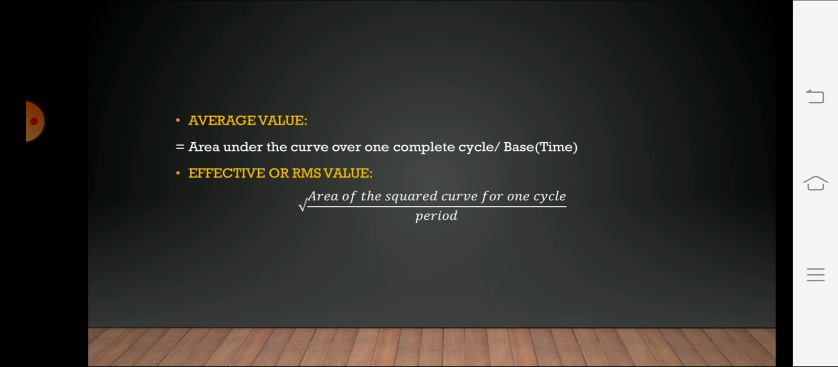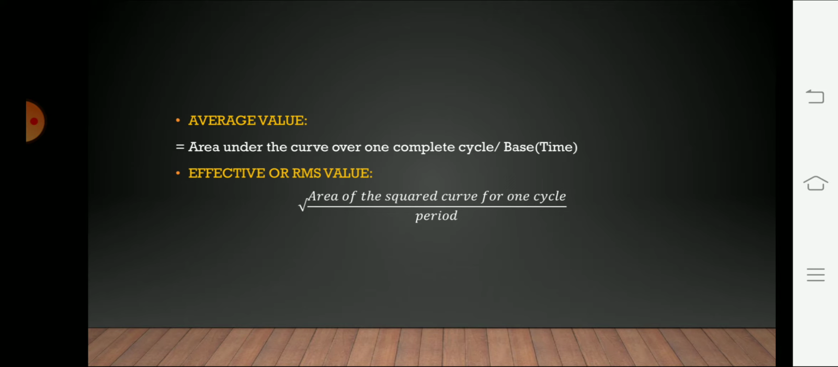Next we see the average value. Since the alternating quantity is a function of time, it becomes difficult to specify the quantity as so many amperes or volts. Hence, one way of doing it is to specify an average value. For this, we take the average of the instantaneous value of the wave over one complete cycle. The average value is equal to the area under the curve over one complete cycle divided by time.